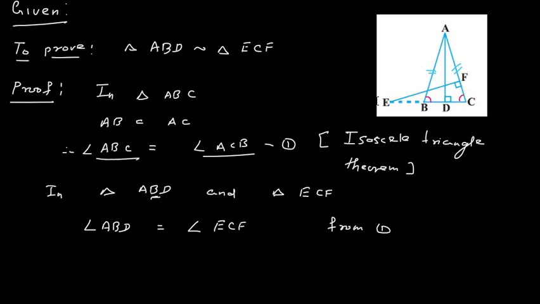Now here the naming is ABC and here I have written ABD, but it does not matter because this angle ABC and angle ABD both are representing the same angle B. I can also write DBA, but it is the same thing. So from 1 I will say that these two angles are equal. Also angle D, that is angle ADB, is equal to angle EFC, and the reason is each angle 90 degree.